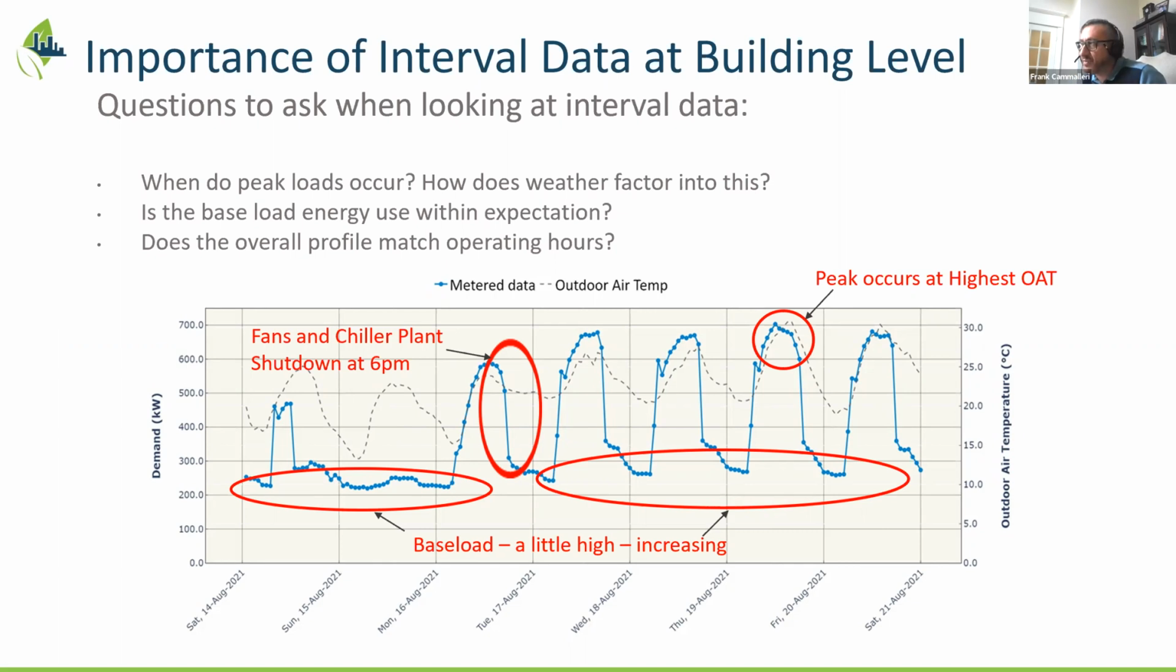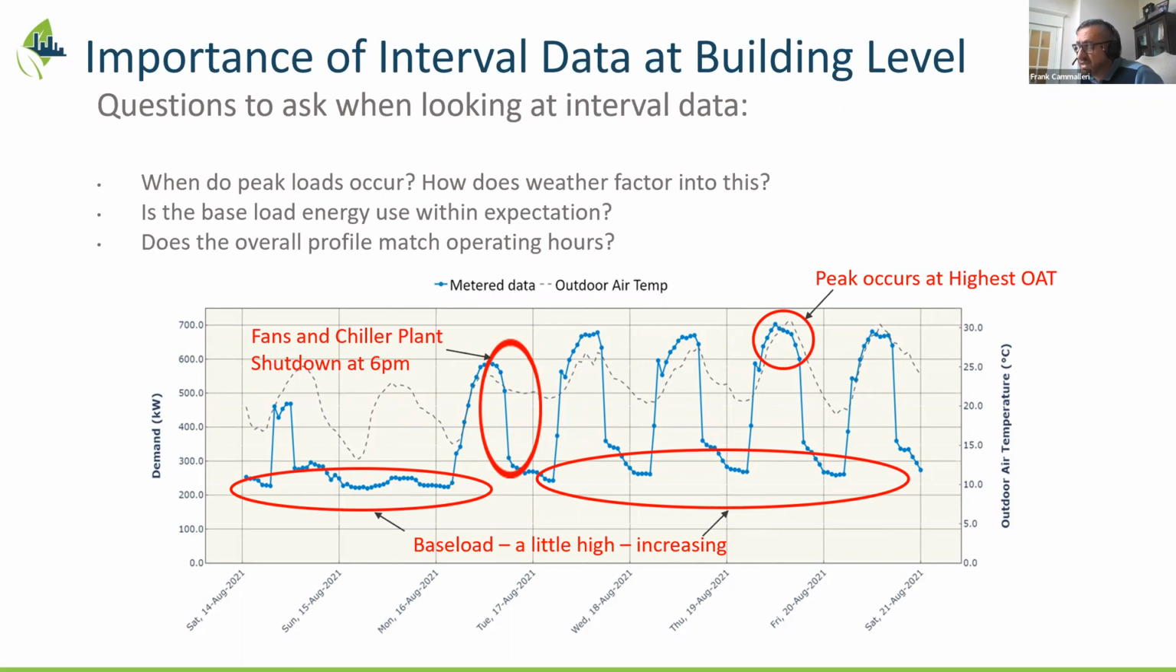So the graph below is a good example of how you can use that interval data to look at things like that. For instance, you'll see that this is a typical week in the summer of an administrative type facility. And you'll see that the peak occurs at the highest outside air temperature. Just a little bit on the graph there. The blue line is the demand usage, the interval data, and the dotted line, which the grid is on the right-hand side, is outside air temperature.